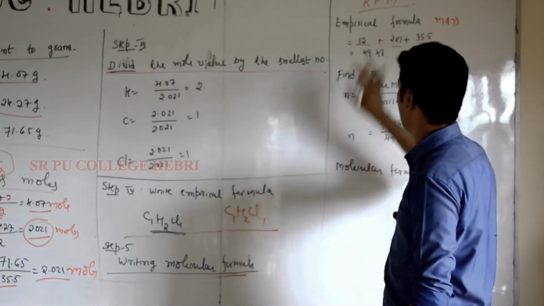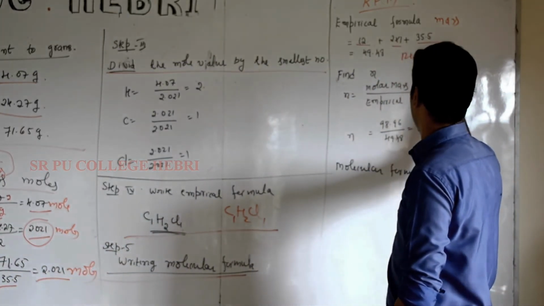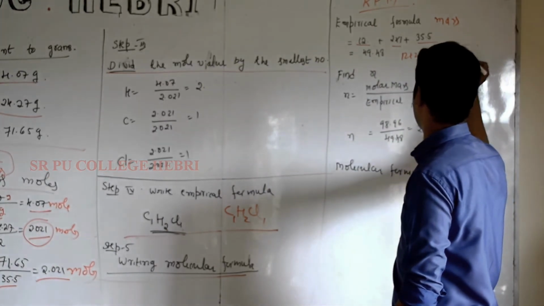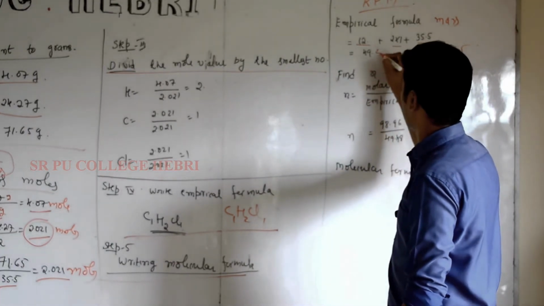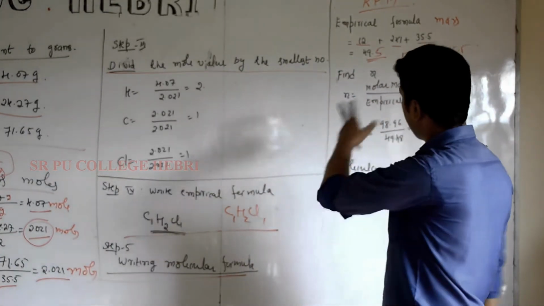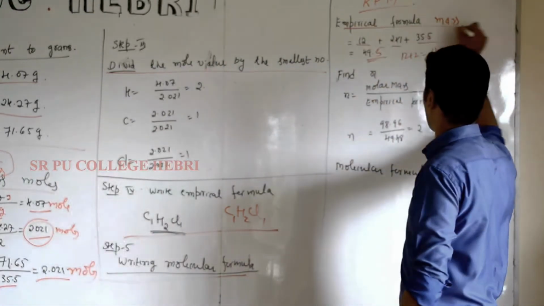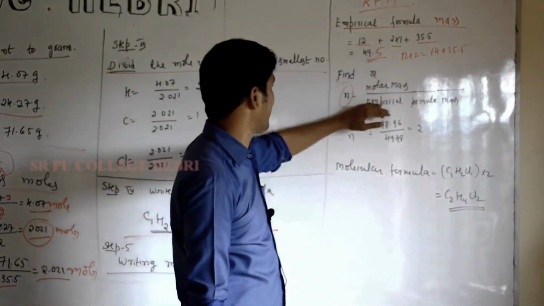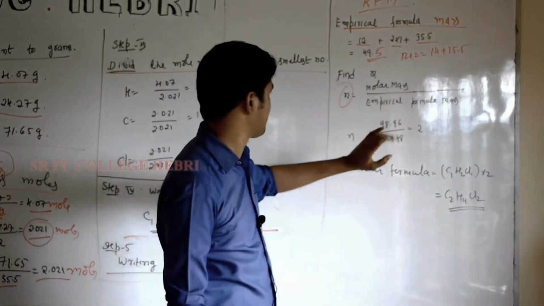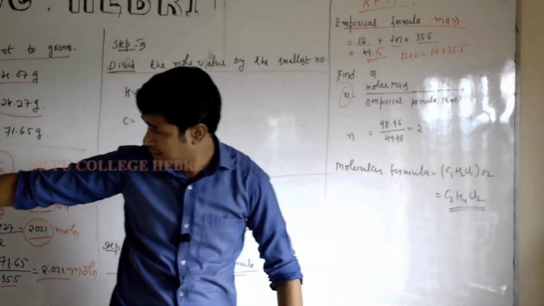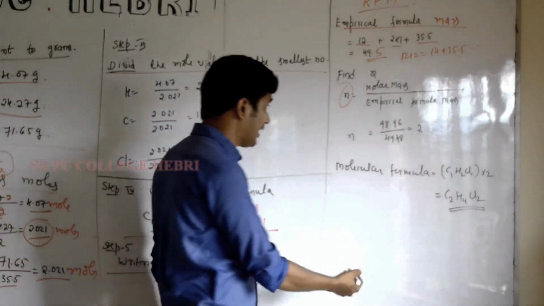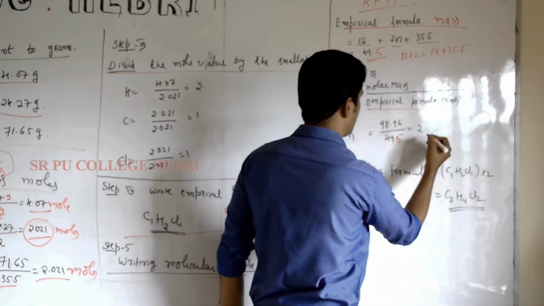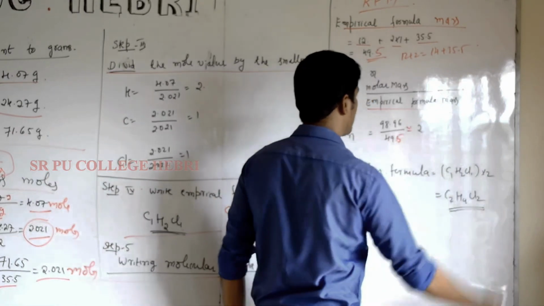Here you can take it as 12 only. 12 plus 2, 14, plus 35.5. How much you will get? 49.5 you will get. Understood? Next, after calculating the empirical formula mass, you have to find an integer n. So n is equal to molar mass divided by empirical formula mass. What is the molar mass? It's given, it's 98.96 divided by empirical formula mass, which is already calculated, 49.5. So here you will get approximately 2.